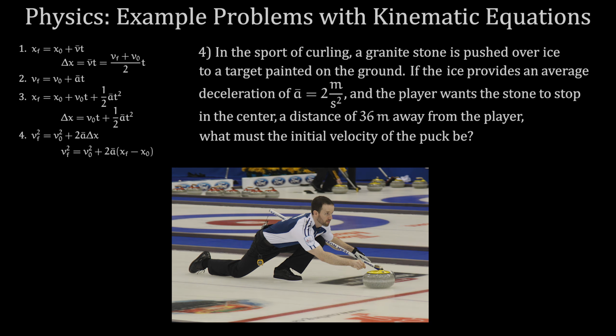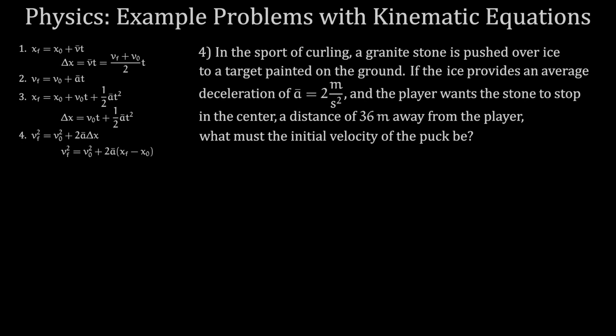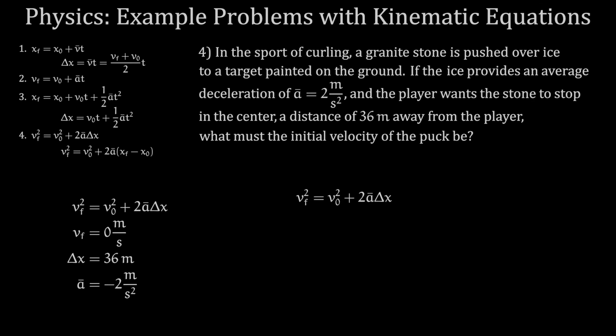Welcome back. To solve this one, we can use the fourth kinematic equation. We are told we want the puck to stop at the target, so our final velocity needs to be 0. We're given the displacement and the average acceleration, so we can solve for the initial velocity, plug in our variables, once again making sure that our acceleration term has a negative sign, since we've given our displacement a positive sign that dictates our positive coordinate direction.